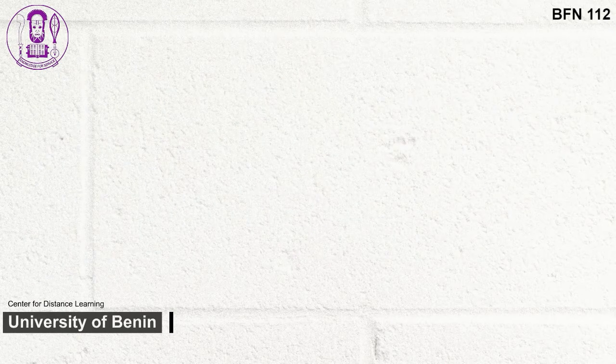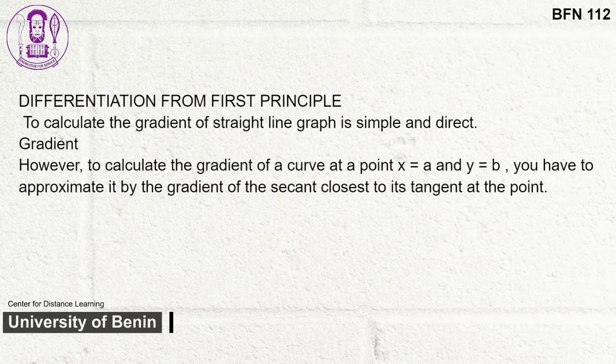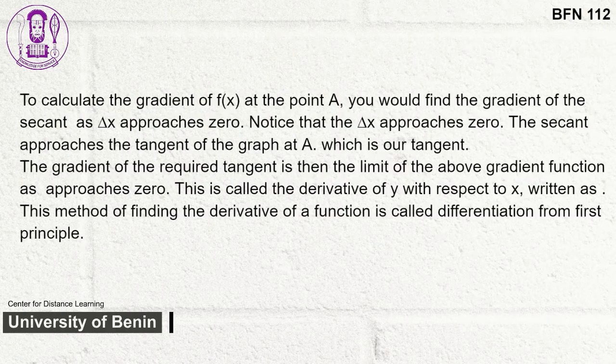Differentiation from first principle. To calculate the gradient of a straight line graph is simple and direct. However, to calculate the gradient of a curve at a point x equals a and y equals b, you have to approximate it by the gradient of the secant closest to its tangent at the point. To calculate the gradient of f(x) at the point A, you would find the gradient of the secant as delta x approaches 0.